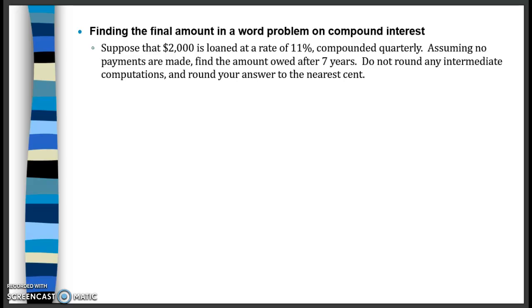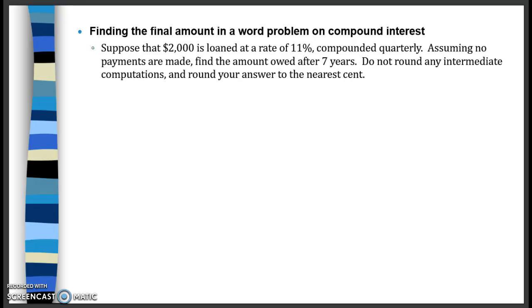Hey everybody, this video is going to talk about finding the final amount in a word problem on compound interest. So we're already told that we're going to be compounding, so we're going to be using one of the formulas A equals Pe to the rt, or A equals P times 1 plus r over n to the nt. But let's look at this a little closer.